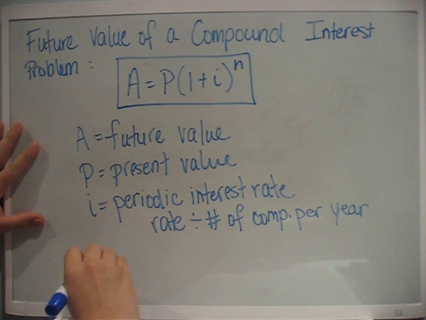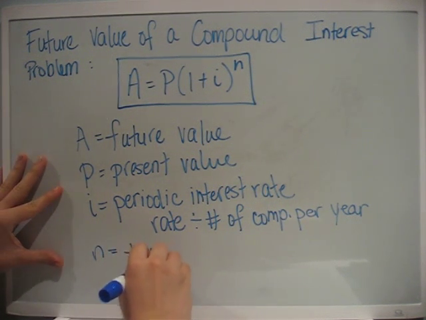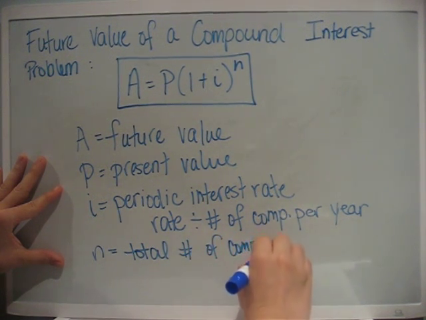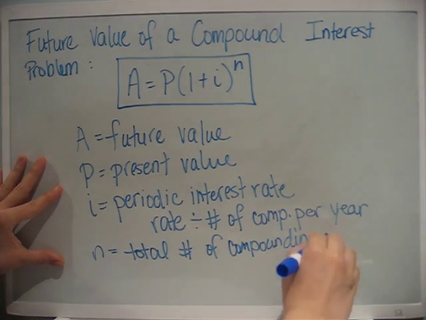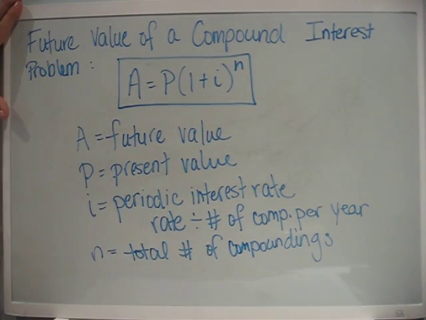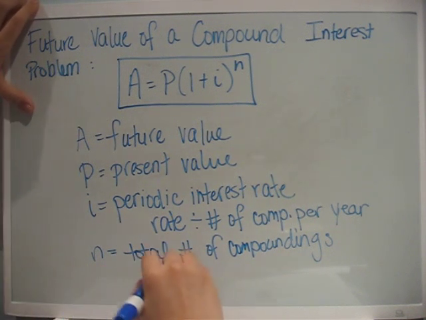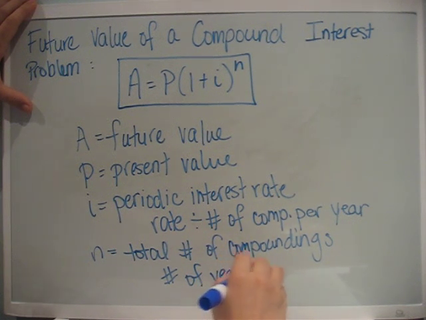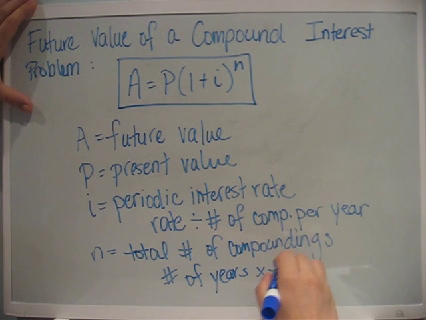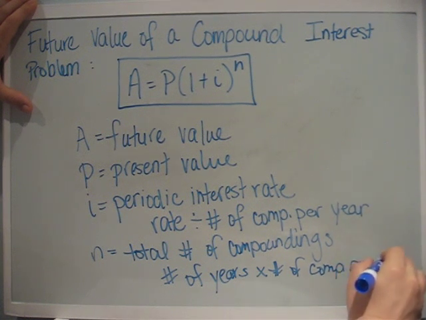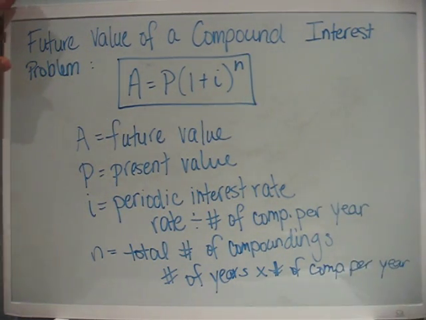The n is the total number of compoundings. To find n, it's the total number of compoundings not in 1 year, but over the entire term of the loan or the investment. So what you would have to do is take the number of years and multiply that by the number of compoundings per year. So that's your general formula for a compound interest problem.